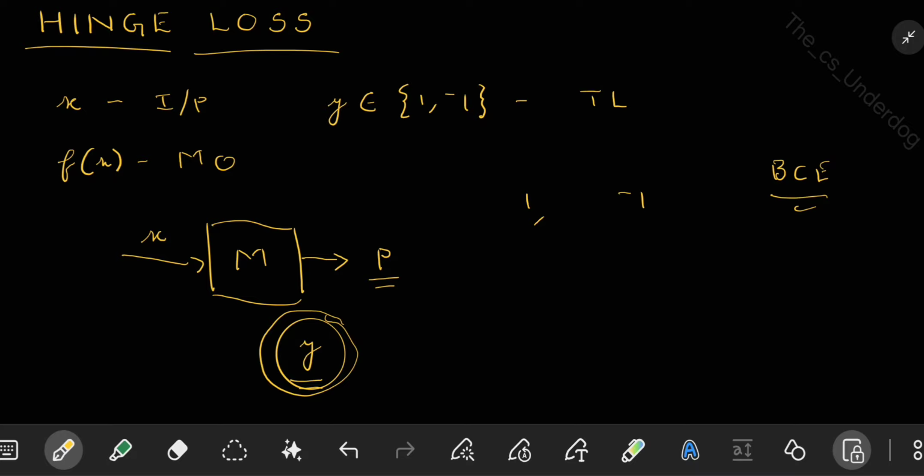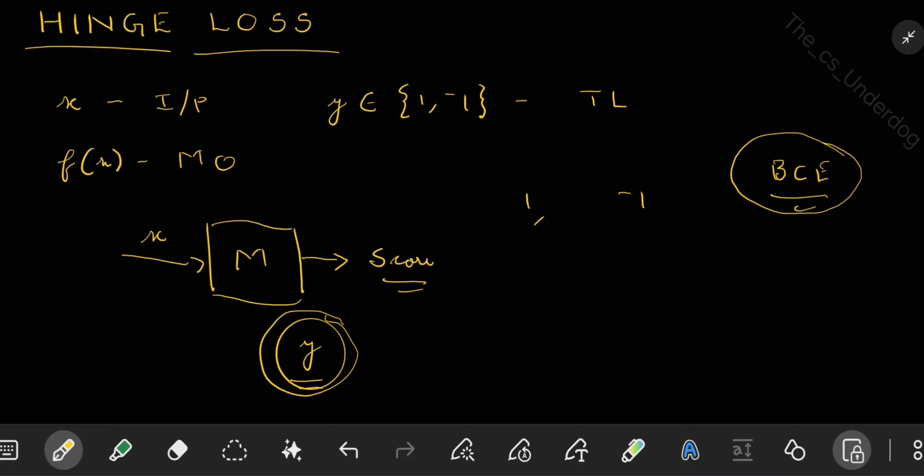But in case of hinge loss, you want the model to output a score. It is not probability, it is a score. So using this score, we will identify whether it belongs to class 1 or class 2. So keep in mind, last lecture when we were talking about binary cross entropy, the model was outputting probability. But here it is a score and it is not probability. You just need a score, which you are calling f of x.